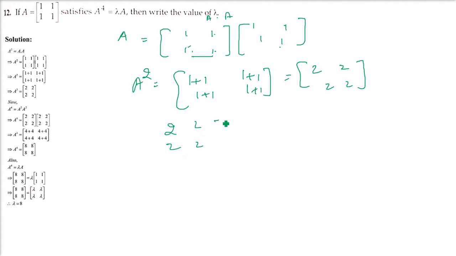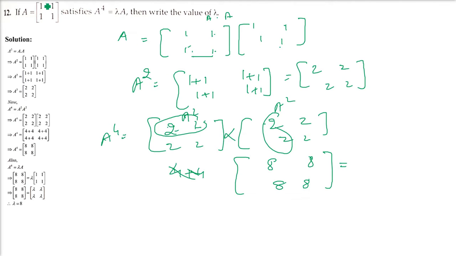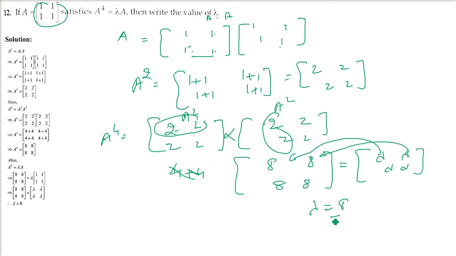Now A square times A square will be, it will be 2 cubed actually. When you multiply this A square with A square, 2 into 2 is 4, 2 into 2 is 4, so every element will be 4 plus 4 because there is no change. Everywhere it is 2, so I'm not writing it all out. I know that it is going to come as 8, 8, 8, 8, whichever row and column, because the elements are the same everywhere. So this is equal to lambda into A. Just equate this, and that is going to give you lambda is 8. Even if you equate with any element, lambda is going to be 8.